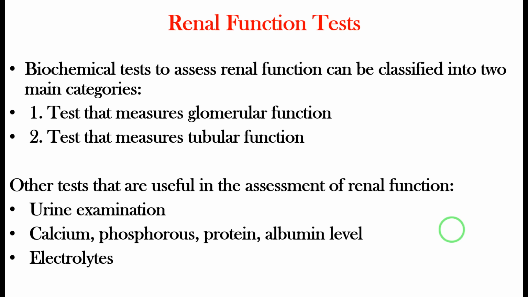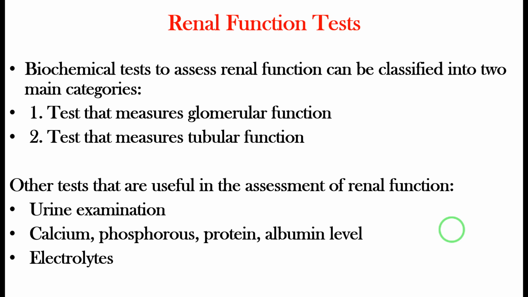Generally, the tests that measure or assess the renal function can be classified into the tests that measure the glomerular function mainly, and the tests that measure the tubular function mainly. In addition, we have certain markers or analytes that are not exactly part of the renal function, but they are affected by any renal impairment, and their measurement can give an idea about the renal function.